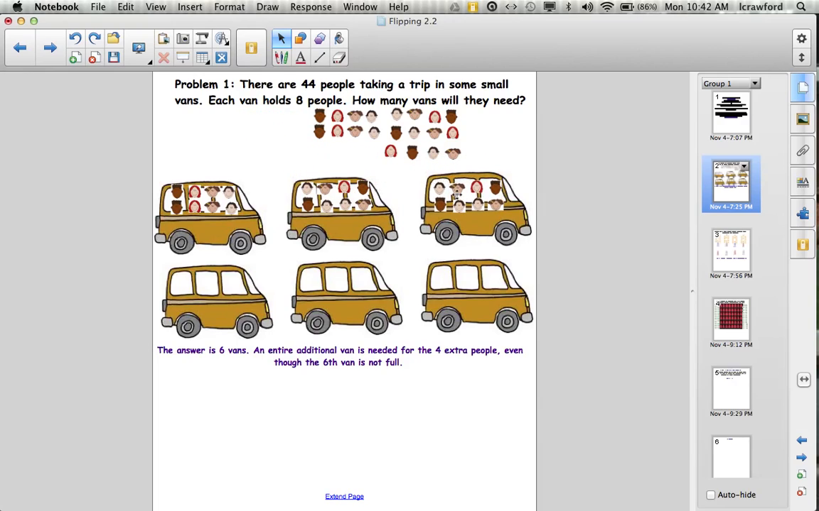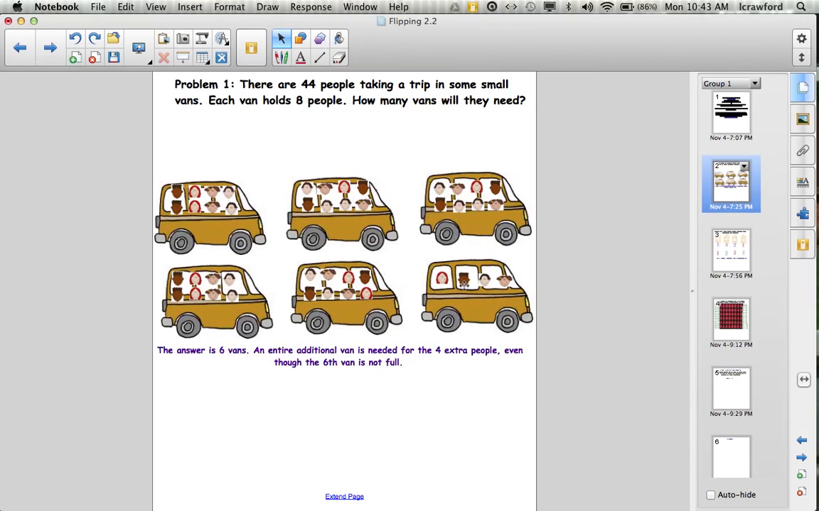We have 8 more on a third van, that is 24. We have 8 more on a fourth van, that is 32. And we have 8 more on a fifth van, which is 40. And that leaves me 1, 2, 3, 4 people left to go into the van. They get a chance to take the trip too, so they need a van. So we put them there.